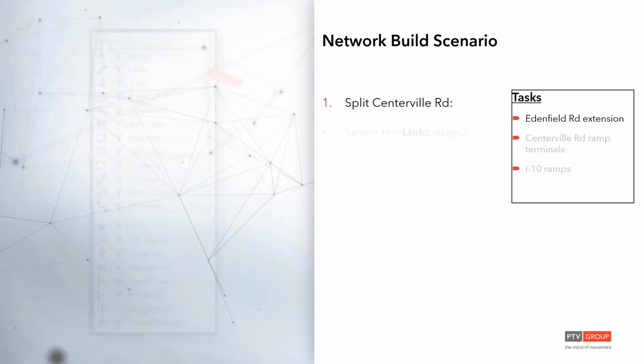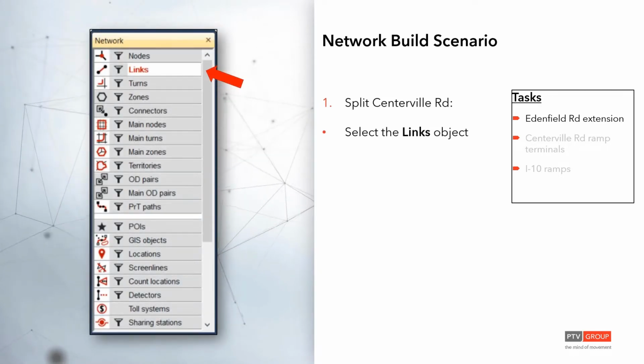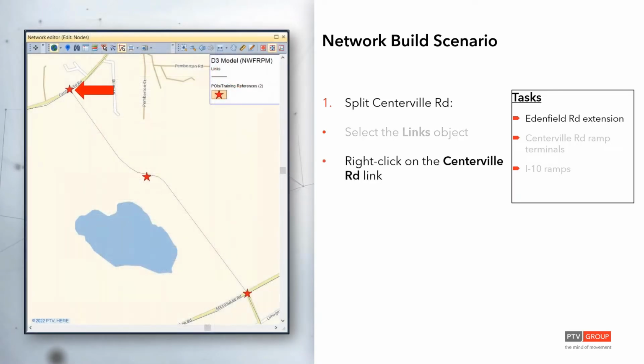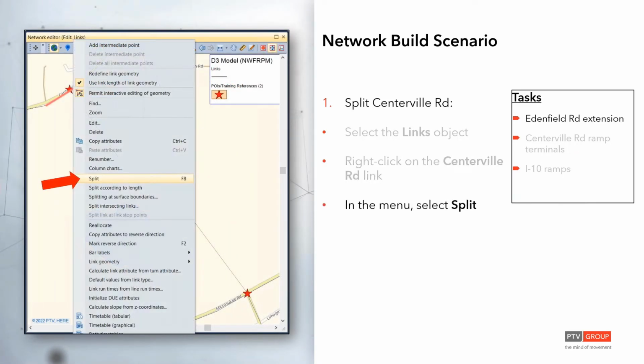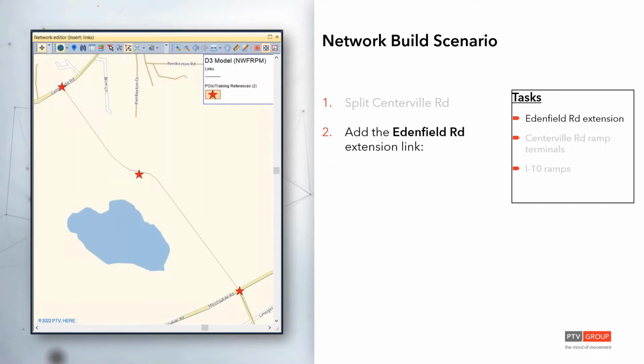So in order to split the link, we're going to select the links objects. And then we can just right click on the link itself, and there's an option to split the link. Then we're going to go ahead and add in a new link. And so this is going to be a new process that we haven't talked about quite yet.